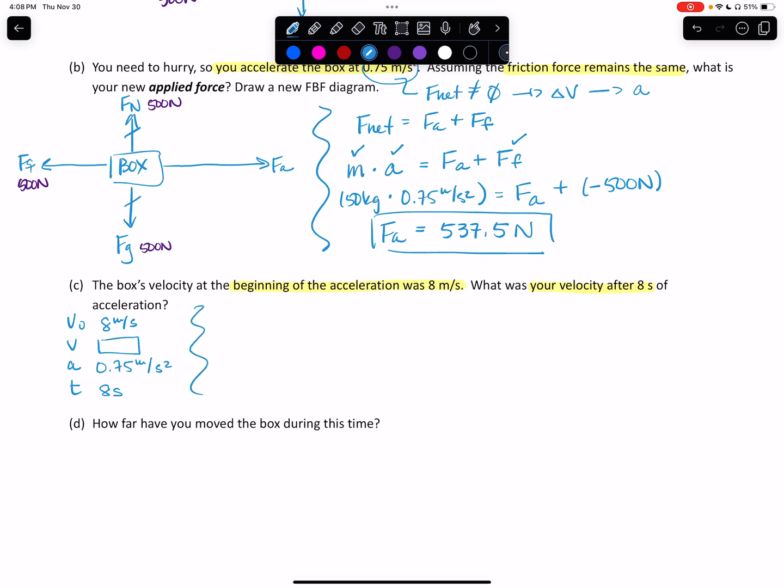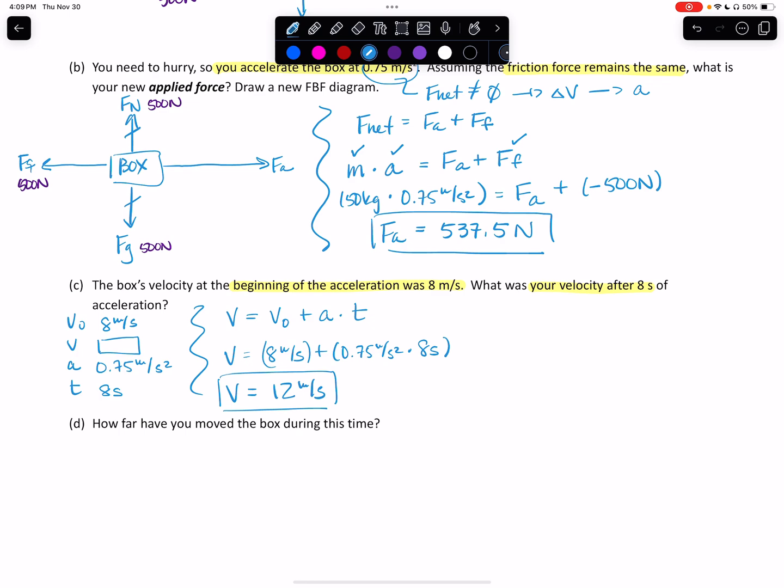All right, so I'm going to use my final velocity formula, where that final velocity is equal to the initial velocity plus acceleration times time. So that's going to be equal to 8 meters per second plus 0.75 meters per second squared, times 8 seconds. We plug all that in, and we find that the final velocity of the box is 12 meters per second after these 8 seconds. So the box has sped up, which is what I would expect.